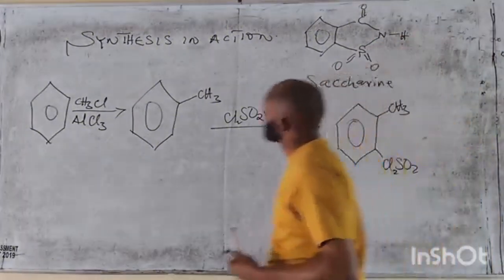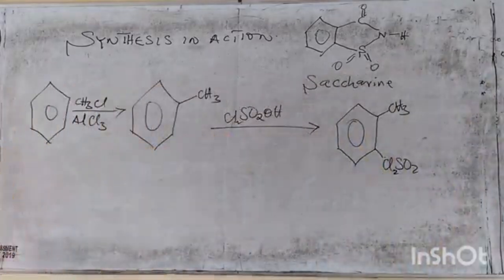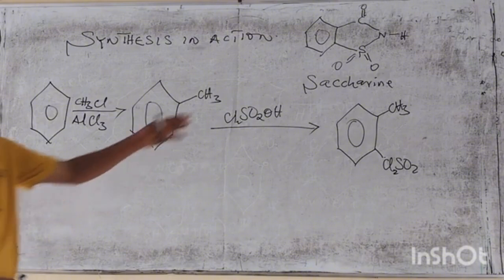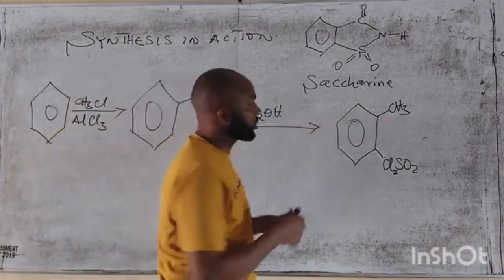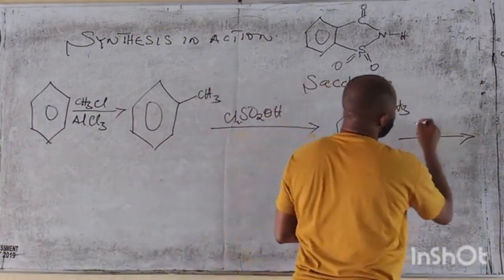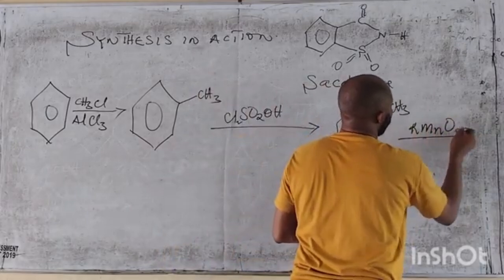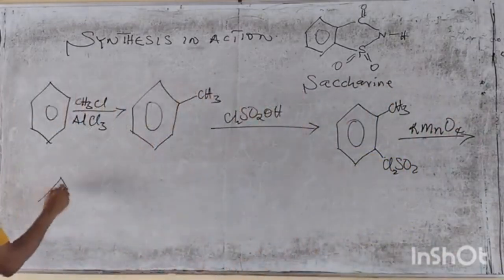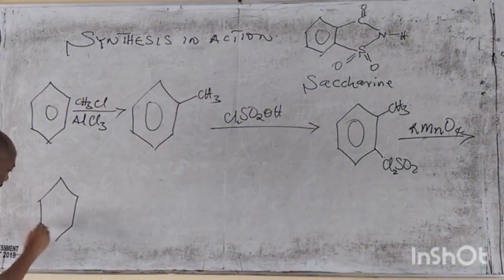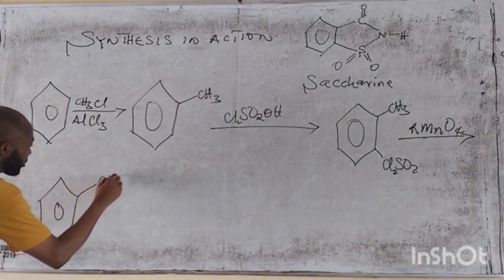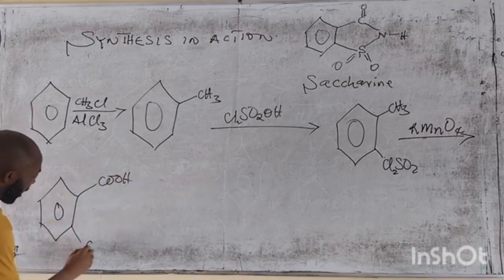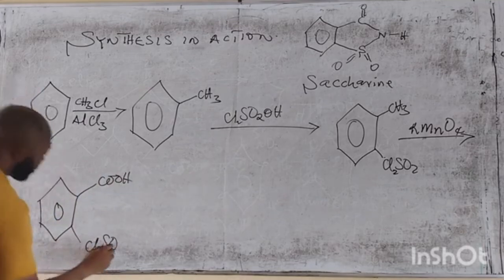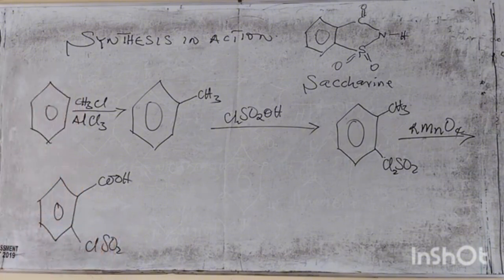Okay. The next thing is I want to bring my carboxylic group. I want to change this. So I can easily put this KMnO4 as the oxidative element there. I will now have this. I will now have COOH and ClSO2 here. So there we go.